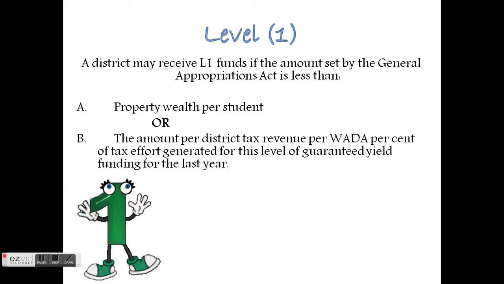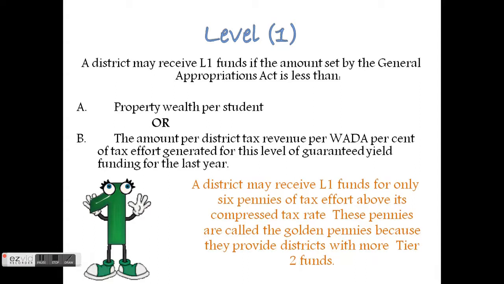So what does this mean if you're Level 1? Well, a district may receive Level 1 funds for only 6 pennies of tax effort above its compressed tax rate. These pennies in Level 1 are called the golden pennies because they provide more funds for our Tier 2, which help Tier 1. Let's take a look at Level 2 now.